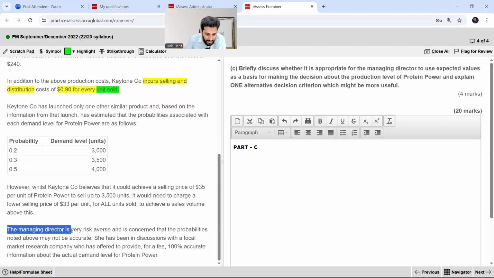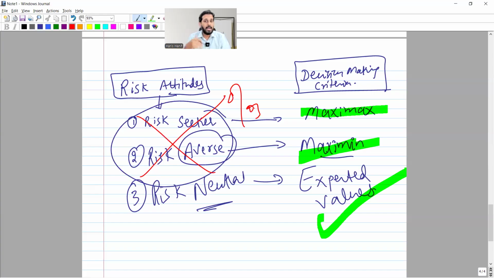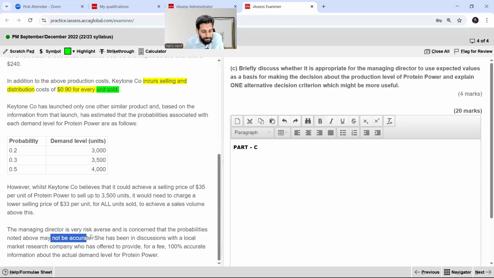The managing director is very risk averse and is concerned that the probabilities noted above may not be accurate. Remember that these two attitudes do not consider the probabilities. They go with their emotions, that is optimist emotions and pessimist emotions, while he or she runs with the probabilities. Now that's a very simple point.